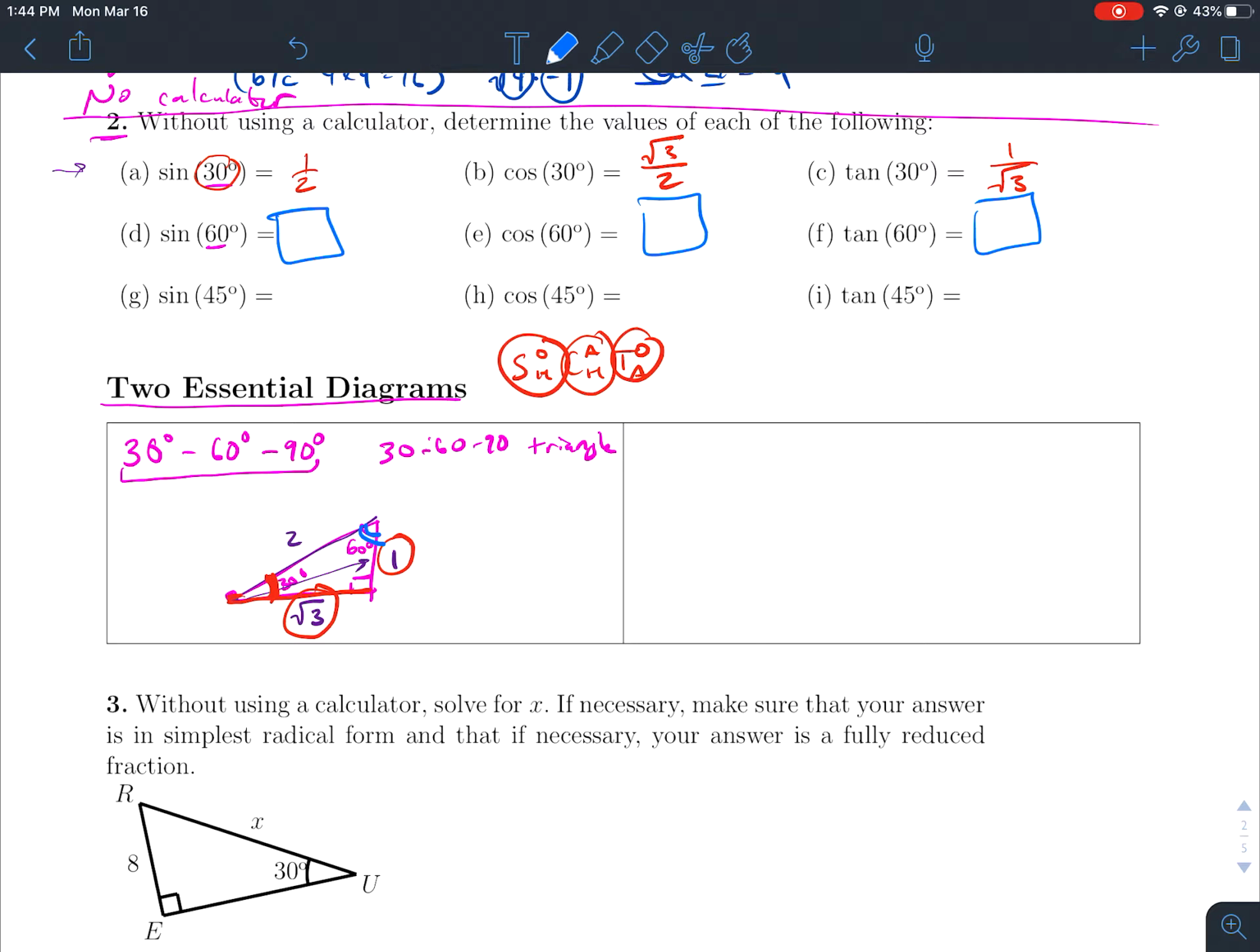Take 1 minute to do that now, and then come back to the video. So pause it and come back.